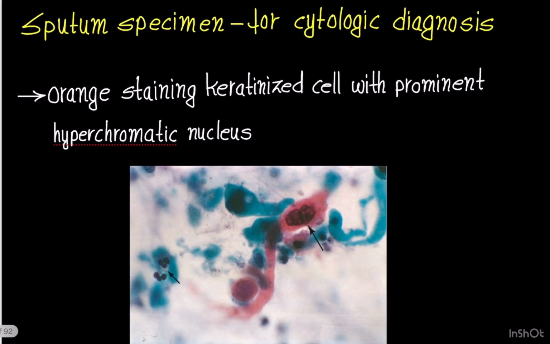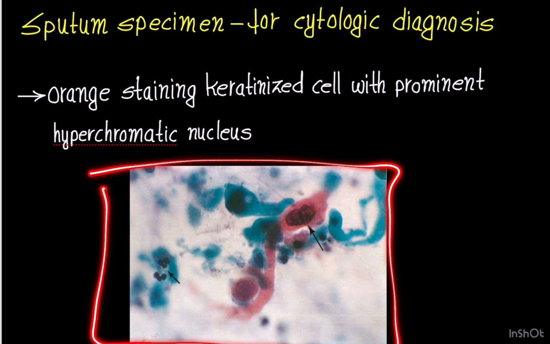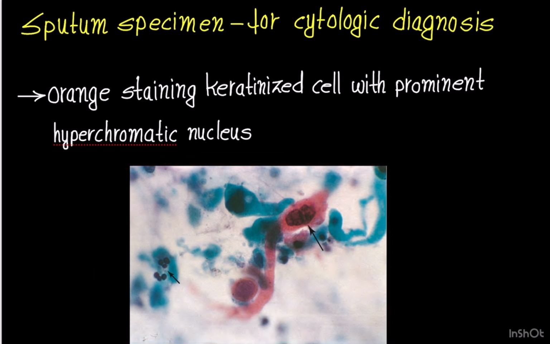Then the sputum specimen can also be used for the cytologic diagnosis of lung cancer. For example, this is the sputum cytology of squamous cell carcinoma, which is showing orange staining keratinized cells with prominent hyperchromatic nucleus.